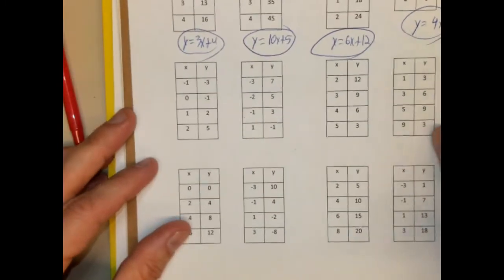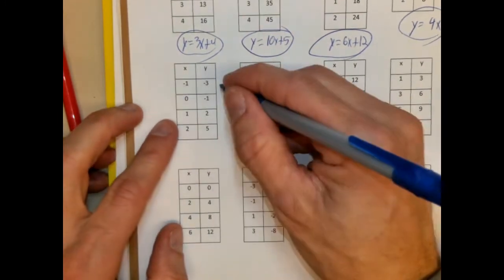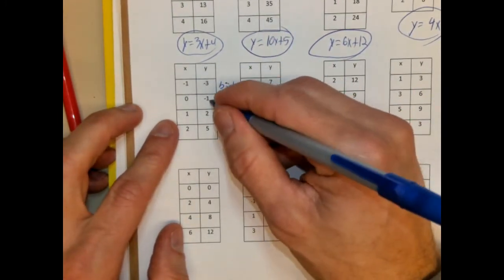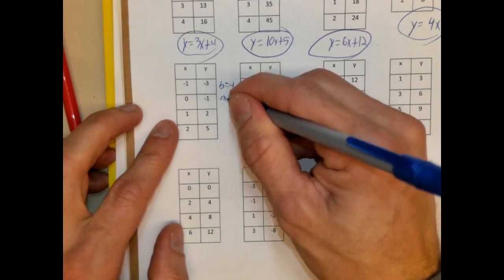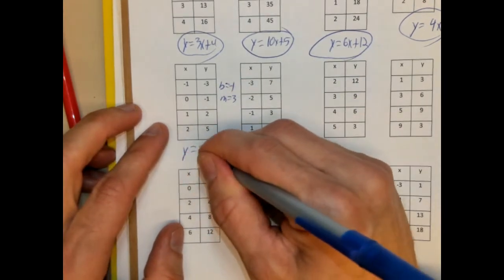Okay. Here, our starting point is negative 1. B equals negative 1. Rate is going to be 3. Going up by 3. So y equals 3x minus 1.